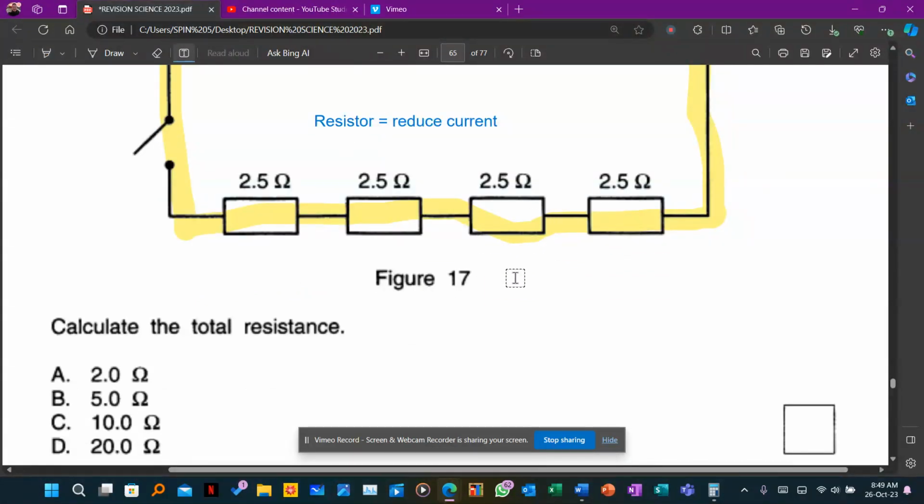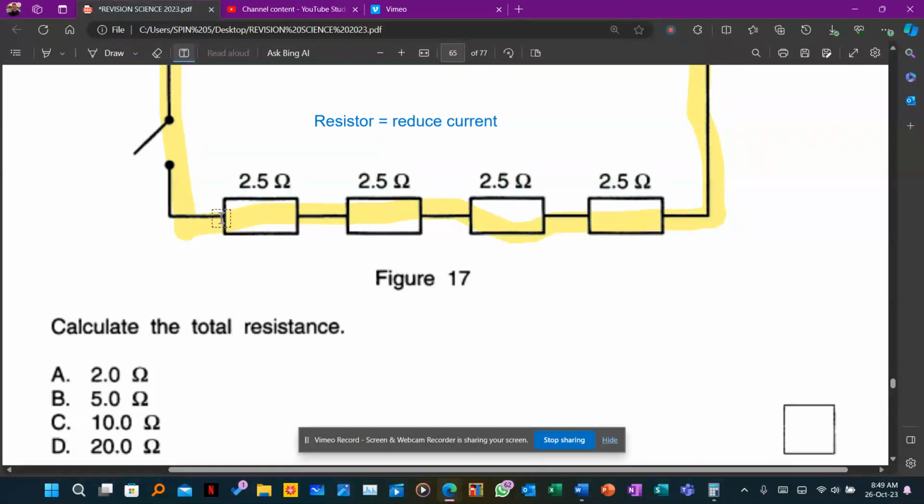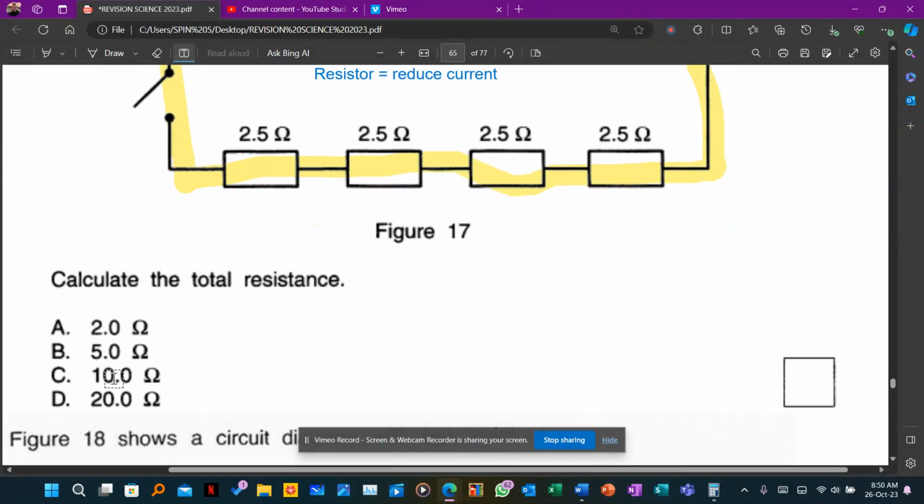When it's series, it's easy. It's just common sense. There are four resistors, so you have to go through the four resistors. The total resistance should be 2.5 plus 2.5 plus 2.5 plus 2.5. In this case, it's 10.